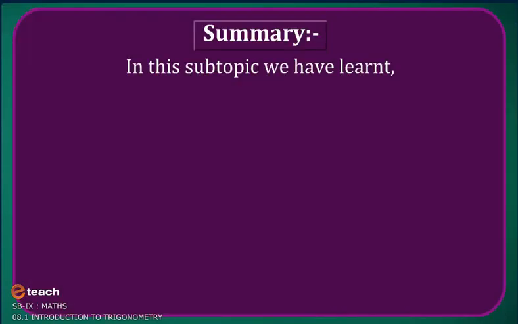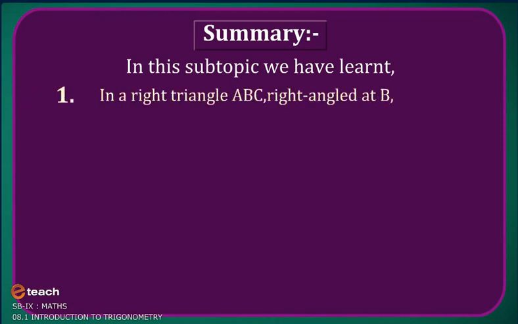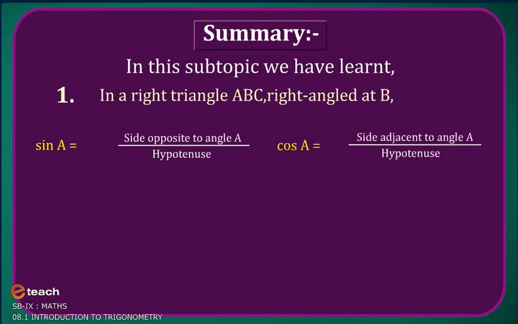In this subtopic, we have learnt 1. In a right triangle ABC, right angled at B, sin A is equal to side opposite to angle A upon hypotenuse. Cos A is equal to side adjacent to angle A upon hypotenuse. Tan A is equal to side opposite to angle A upon side adjacent to angle A.